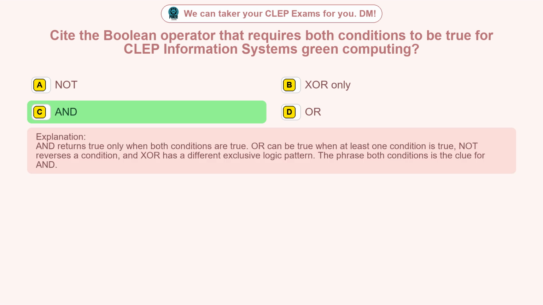And returns true only when both conditions are true. Or can be true when at least one condition is true, not reverses a condition, and XOR has a different exclusive logic pattern. The phrase both conditions is the clue for and.